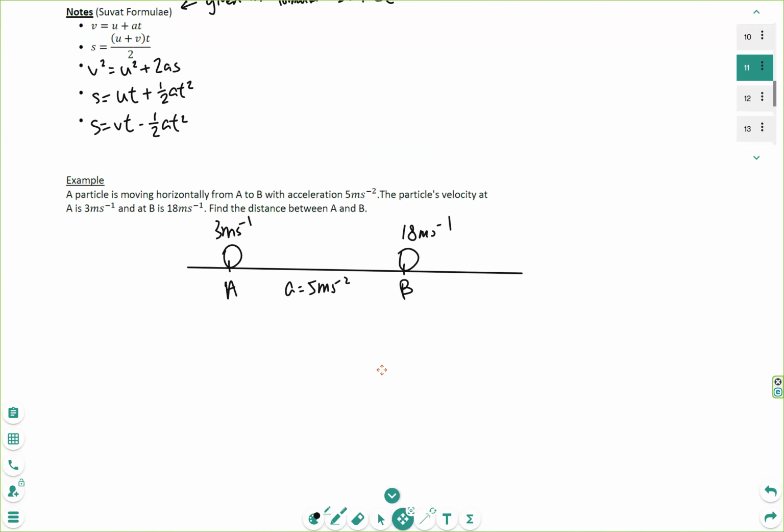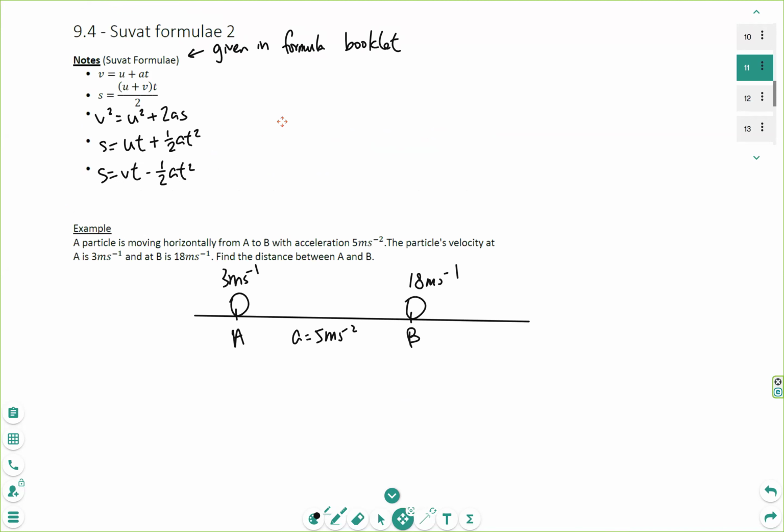Actually, before I move on with the example, some of you might be wondering why there are 5 formulae. There's SUVAT, S-U-V-A-T: 5 letters, 5 formulae. Is that a coincidence? No, it's not. If you look at it closely, each formula has one of the variables missing. For example, the first one is missing the s, the second one is missing the a, the third one is missing the t, the fourth one is missing the v, and the fifth one is missing the u. So depending on the information given to you, whichever variable we're not given, we can use the formula without that variable. That's why it's not a coincidence.